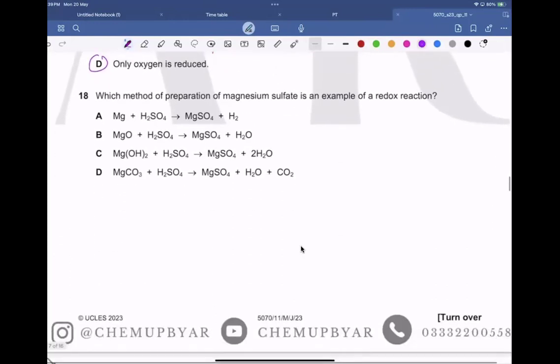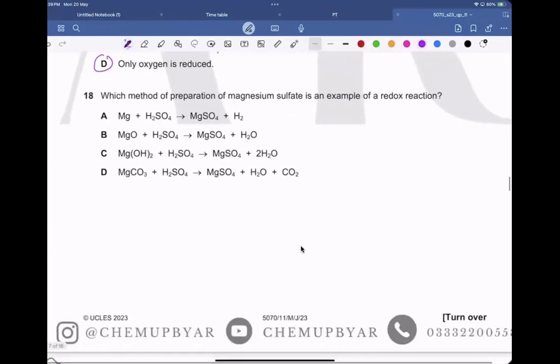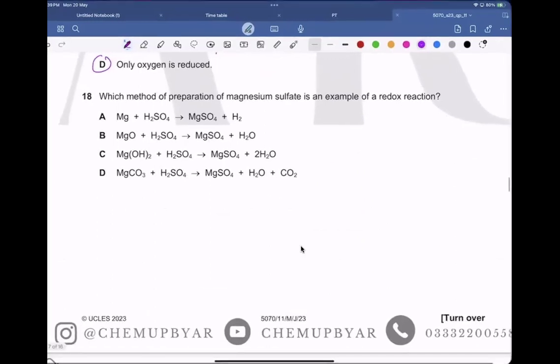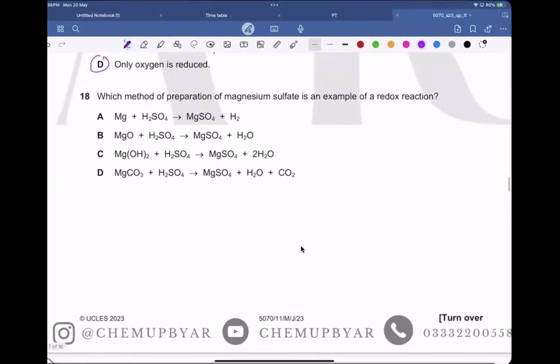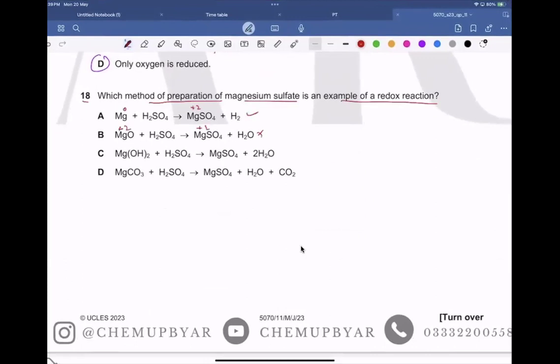Yeah. Now question number 18. Which method of preparation of magnesium sulfate is an example of a redox reaction? Okay, over here it's 0 and it's +2, so it can be a redox. It's +2 and it's +2, so not redox. It's +2 and +2, not redox. It's +2 and +2, so it's not redox. So A is the correct answer.